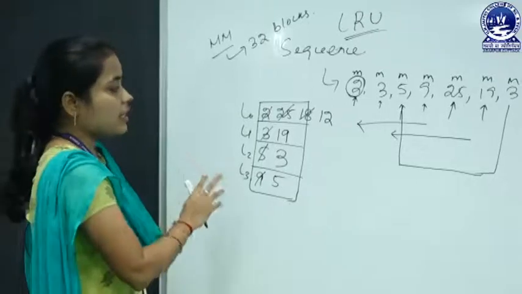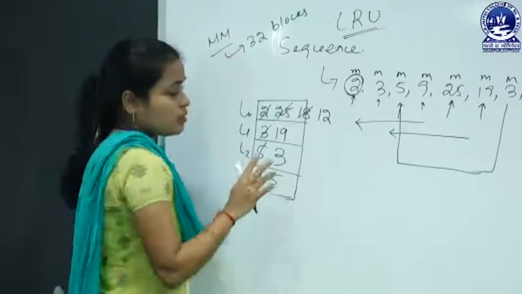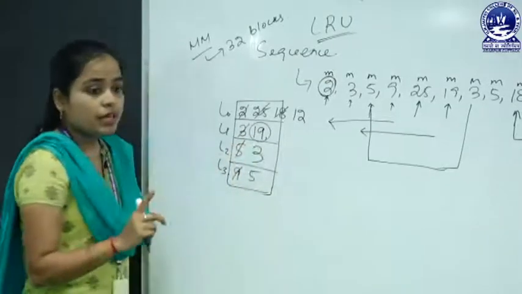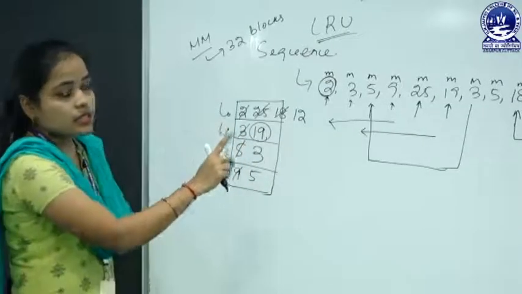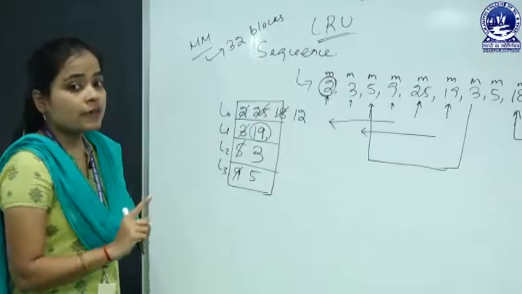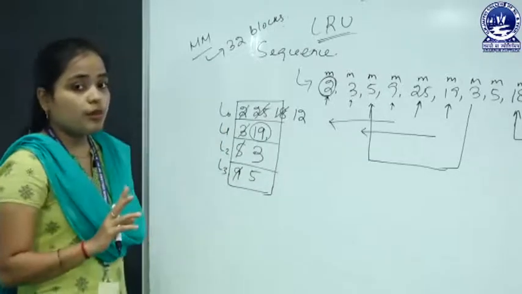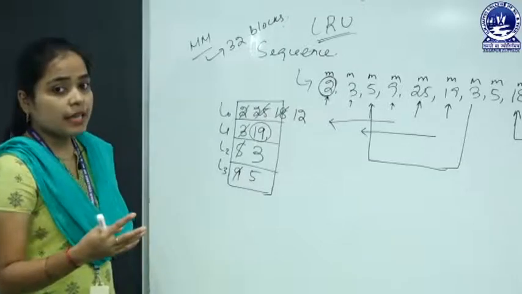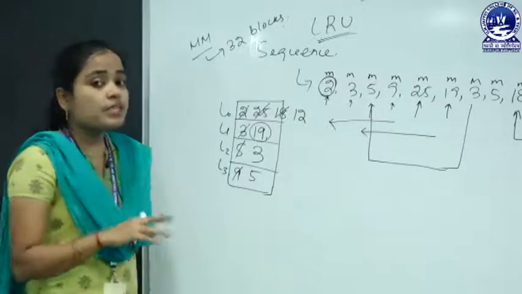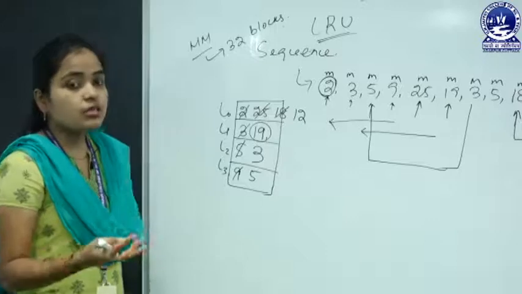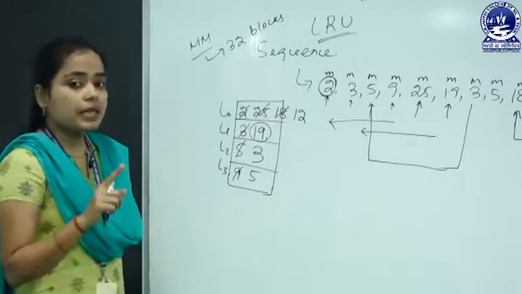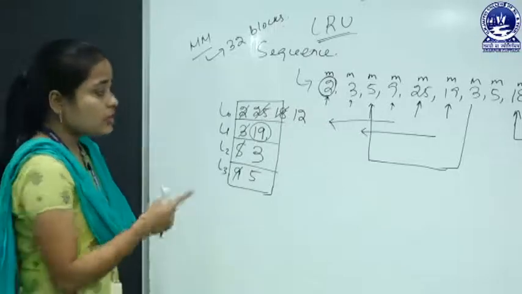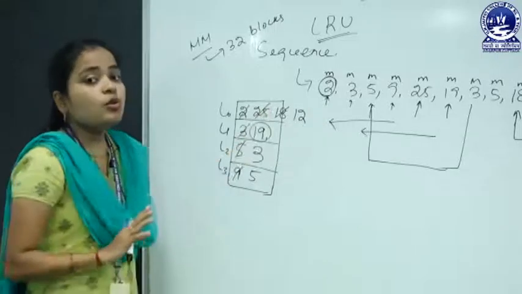As you can see here, I am not replacing this 19 because this 19 is used recently. But the block which is not used for the longest period of time, or you can say least recently used, that block has to be replaced when a cache miss occurs. So it is in the place of 12.